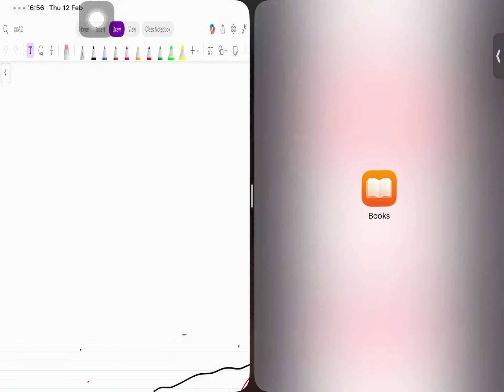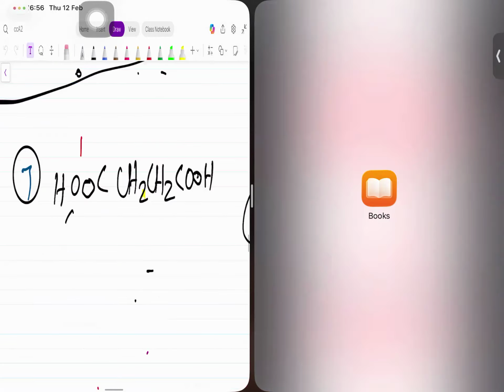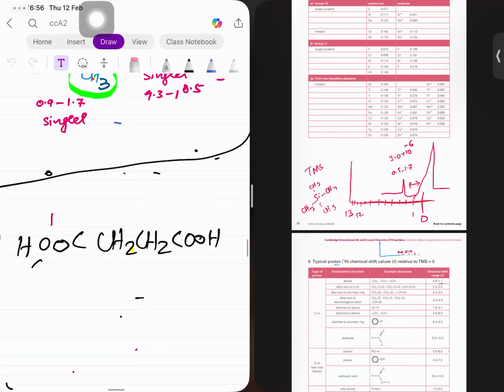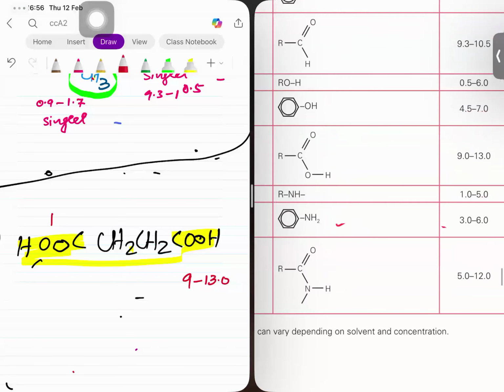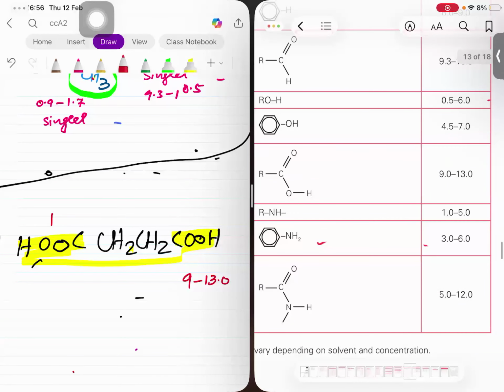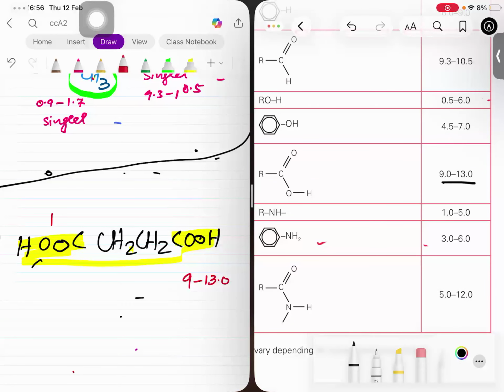Both COOH are going to have one peak in the range of 9 to 13 chemical shift, and they'll be singlets, right? So if I highlight them, this COOH and this COOH will contribute to one peak, a singlet peak, somewhere between 9 to 13 chemical shift value. Because here, look at this: the chemical shift value for carboxylic acid is given as 9 to 13.